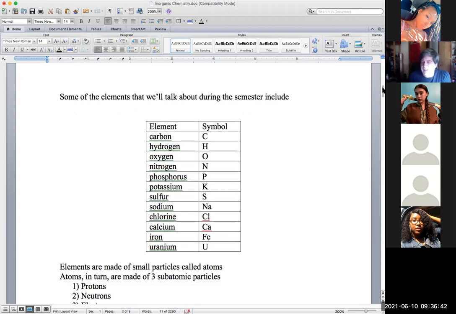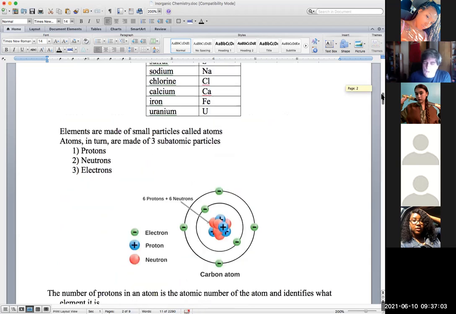So these are some of the elements, and notice this is about a dozen of those 118. About 40 of those 118 elements are found in living things. So this isn't all the elements that are found in living things, but this is some of the most important elements that are found in living things. So let's look at an atom.